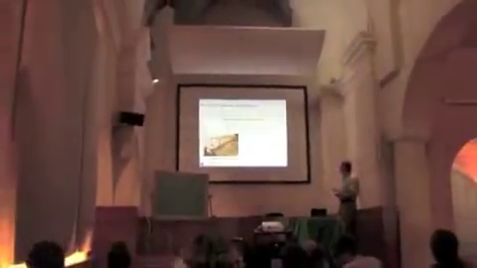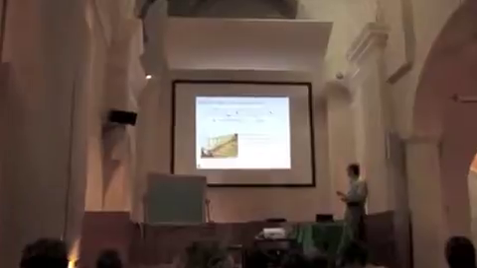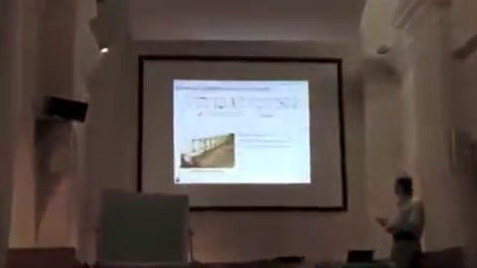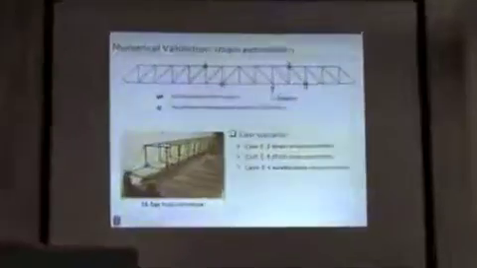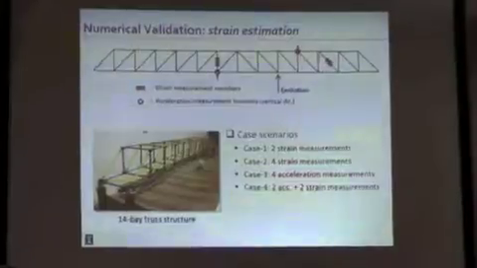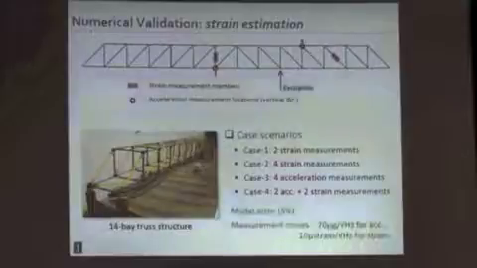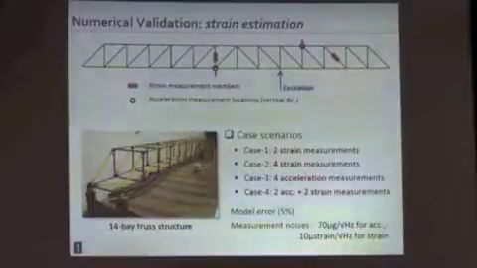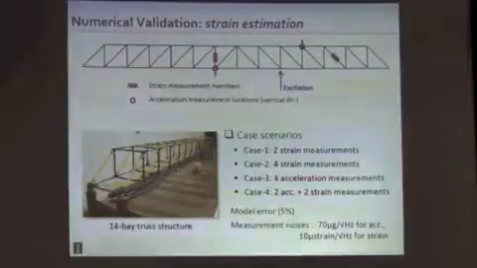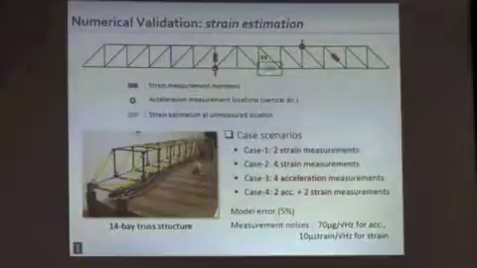This is that same 14-bay truss. We assumed several configurations. In the first case, we had 2 strain measurements. In the second case, we had 4 strain measurements. In the third case, we had 4 acceleration measurements. And in the fourth case, 2 strain and 2 acceleration. So we get to this multi-metric approach for damage detection here. We assumed 5% error in the model. We assumed that the measurement noise was 70 micro-g per square root of hertz and 10 microstrain per square root of hertz. And then what we wanted to do was to look at the possibility of estimating the strain here at an unmeasured location.